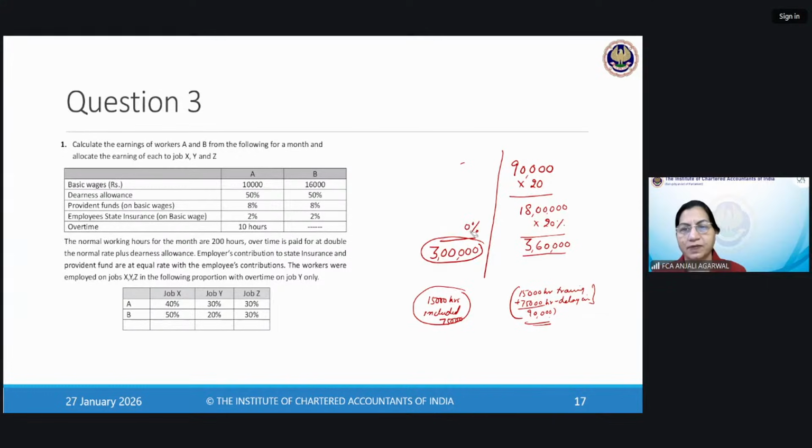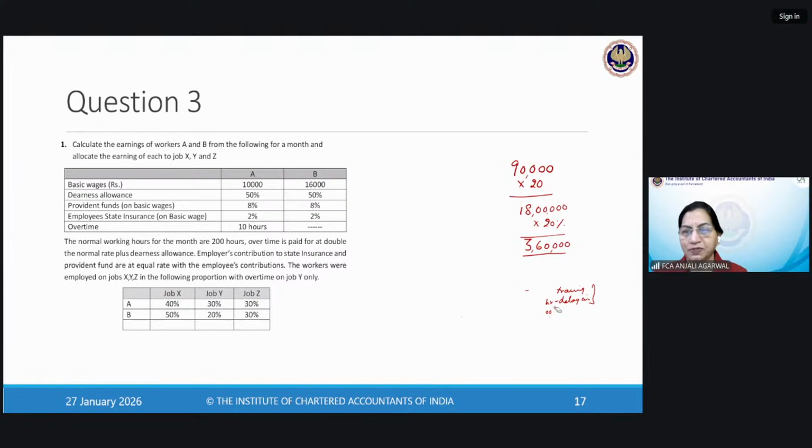So we have completed one aspect. In your study material in ICAI, this is towards the last section, I think the 13th part of the book, which is labor turnover and questions on that. So I'm sure you will be able to complete that. There's also a case study which is related to labor turnover.